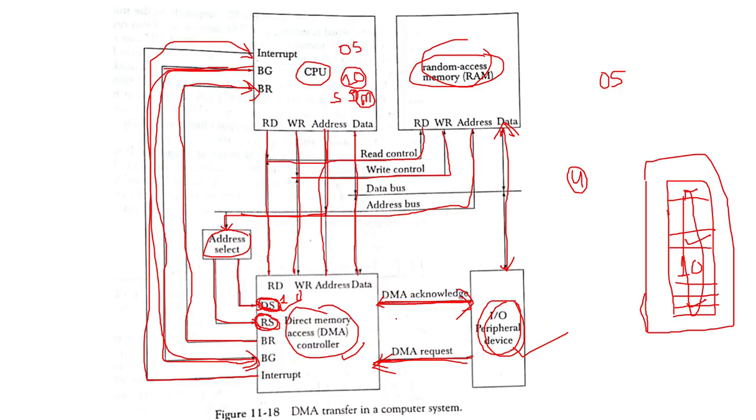Then the DMA controller sends the DMA acknowledge: your direct memory access request is acknowledged. Now I'll be helping you in performing the data transfer. Then the data transfer between the IO peripheral devices and the memory occurs with the help of the DMA controller. After the completion, the interrupt signal is sent to the CPU by the DMA controller, saying that the data transfer is completed. Now you can use the bus for your own purpose. In this way, data transfer in the computer system using the DMA happens.